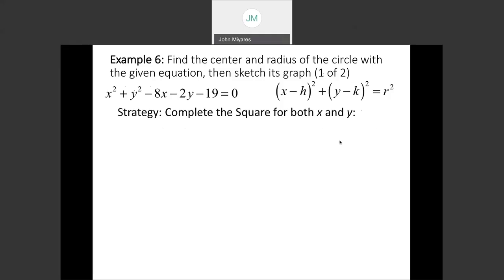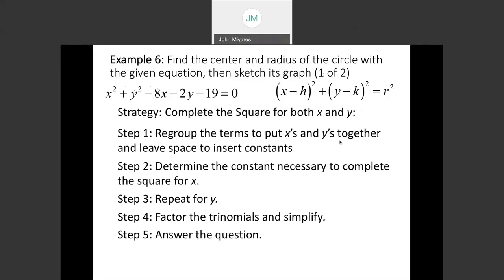As a reminder, you'll want to regroup the terms to put the x's and y's together and leave space to insert constants. Then we'll determine the constants necessary to complete the squares for x and y, which, since the coefficients of the squared terms are both equal to 1, the constant you'll want to add will be half the coefficient of the middle term squared. Now, I mentioned the lead coefficient because in the next section, that will become an issue.